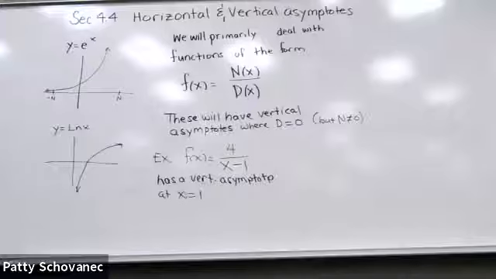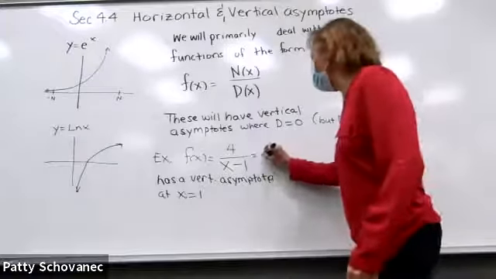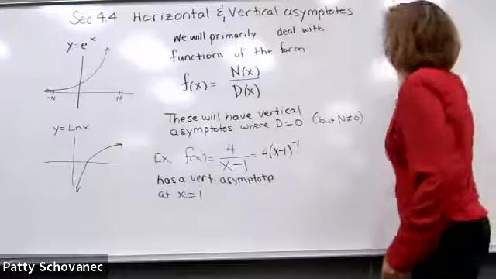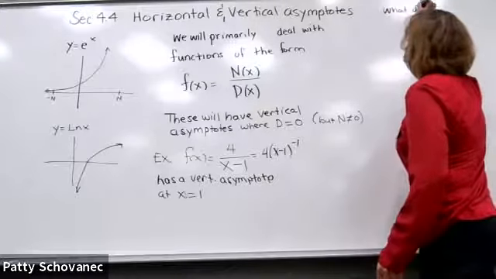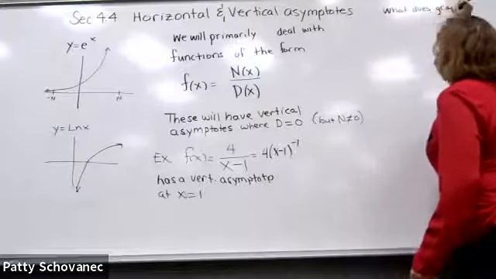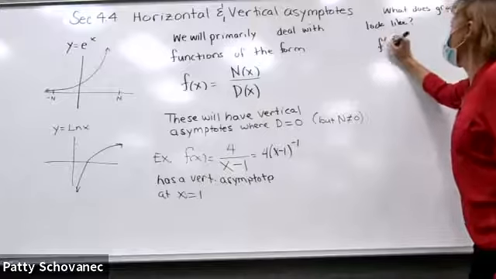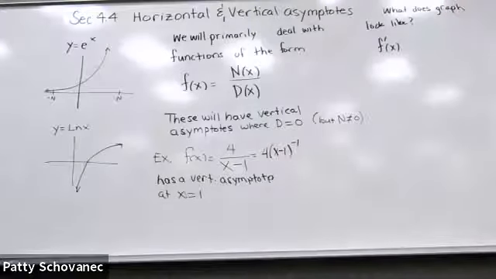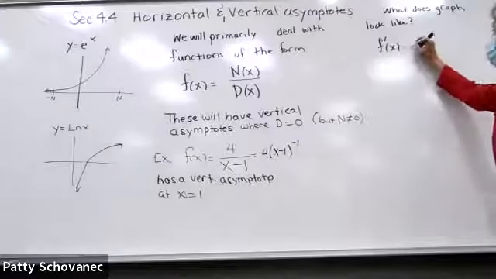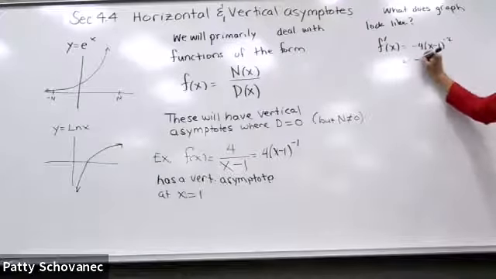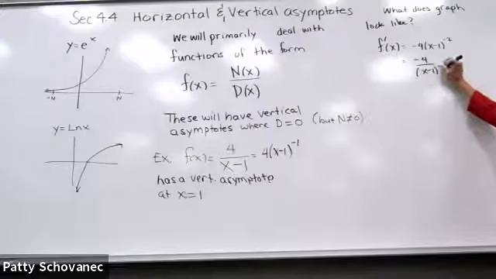Thinking of it as 4 times x minus 1 to the negative 1, you can quickly take the derivative with the power rule. So we're trying to find out, what does the graph look like? We'll take the derivative using the power rule real quick. Bring the power down, raise it to 1 power less, multiply by the derivative of what's inside. And you get minus 4 times x minus 1 to the negative 2 times 1. So you get minus 4 over x minus 1 squared.